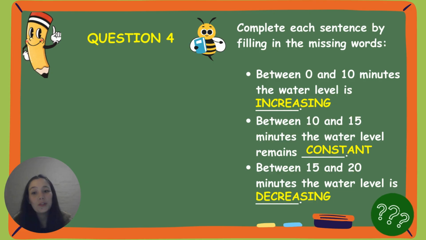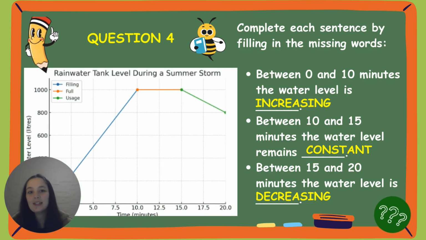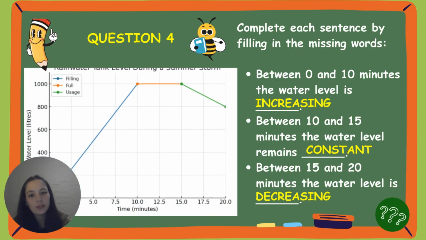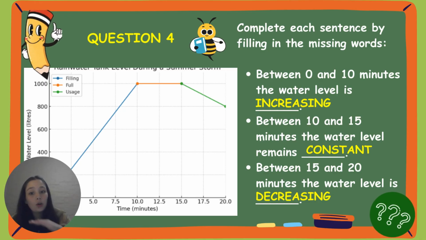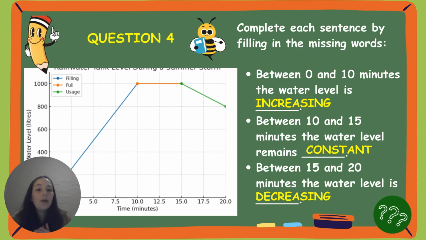Question 4. Complete each sentence by filling in the missing words. Between 0 and 10 minutes, the water level is increasing. Between 10 and 15 minutes, the water level remains constant. And between 15 and 20 minutes, the water level is decreasing.